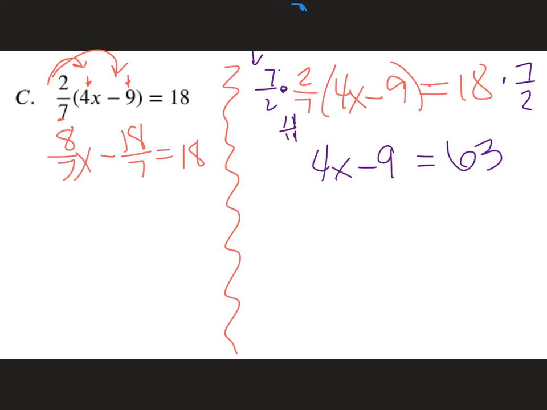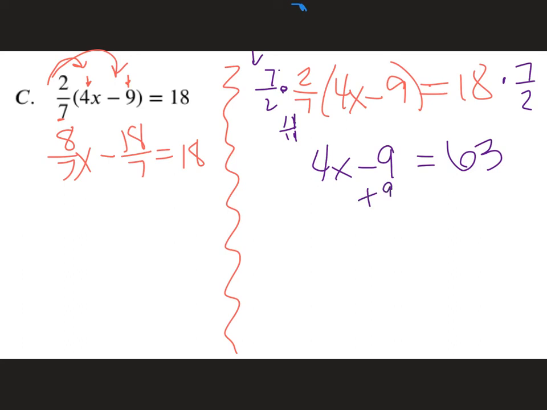So the key here to deciding if you want to actually distribute that fraction or if you want to go ahead and multiply by the reciprocal really comes down to what's inside the parentheses. If it's divisible by the denominator, go ahead and distribute. If it's not divisible by the denominator, then I would multiply by the reciprocal.